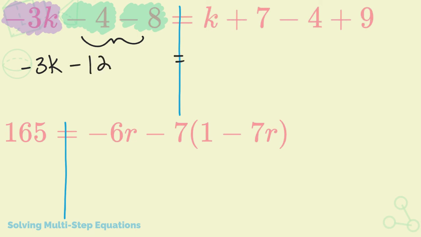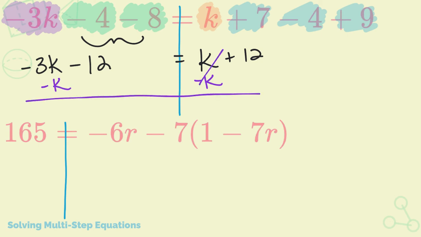And I'm going to do the same thing on the other side. So I have k. There's no other k, so I don't have anything to combine it with. But I do have a +7, a -4, and a +9. The sum of those like terms is going to give me 12. So I'm left with -3k minus 12 equals k plus 12. So my goal now is to move my variables to the other side.